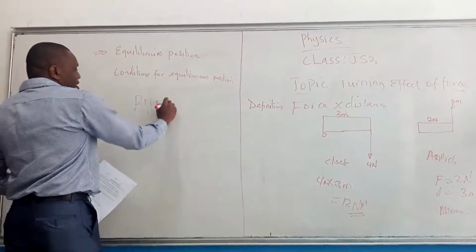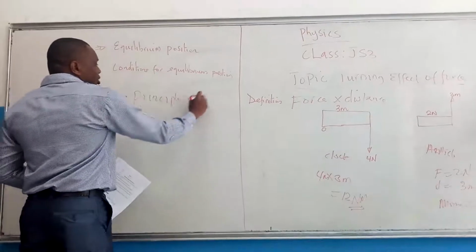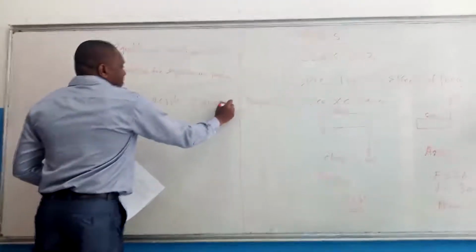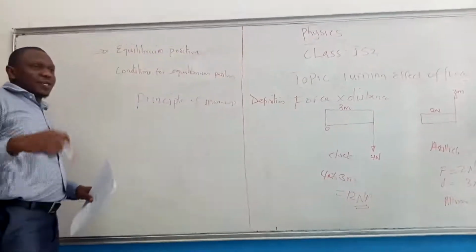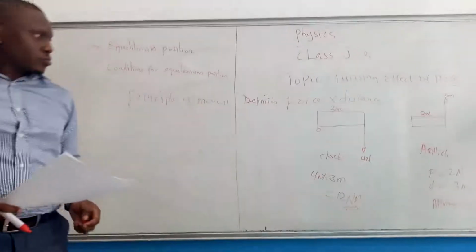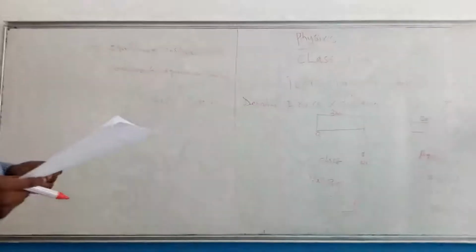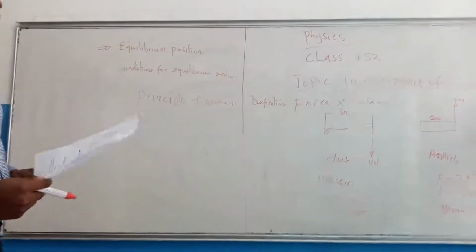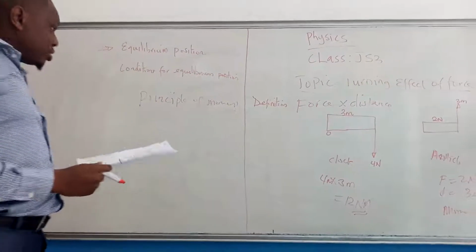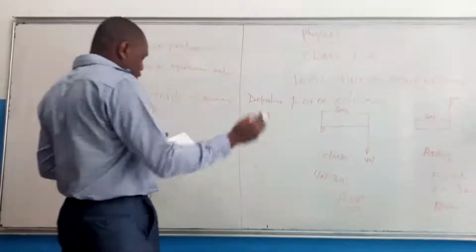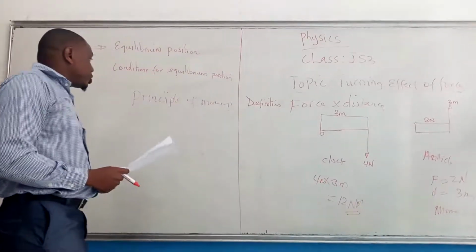Principle of moment. The principle of moment states that anti-clockwise moment must be equal to the clockwise moment. The anti-clockwise moment must be equal to the clockwise moment.